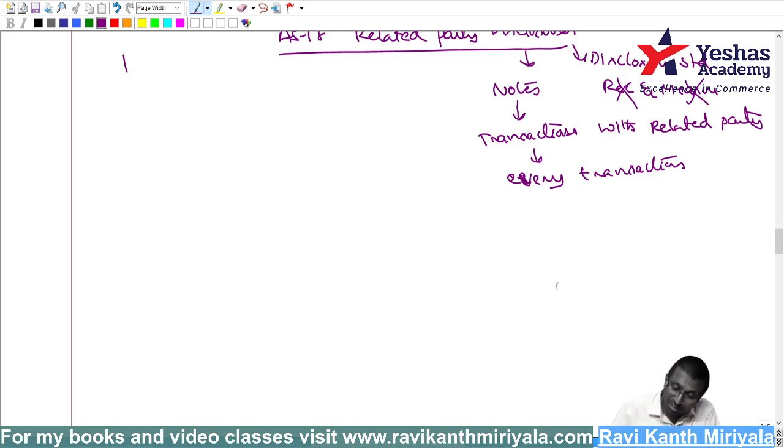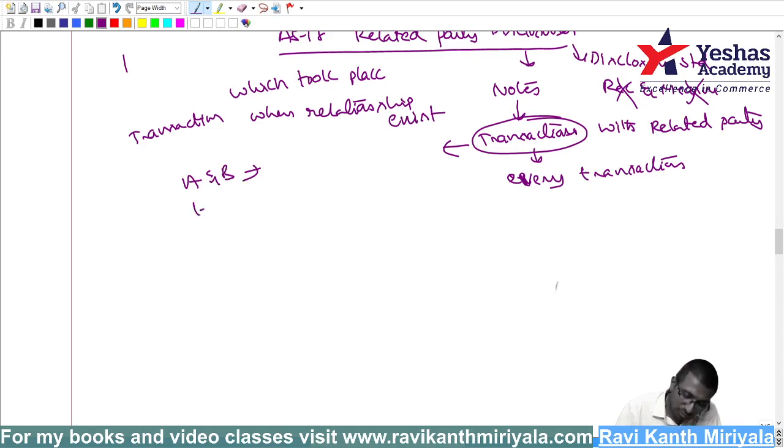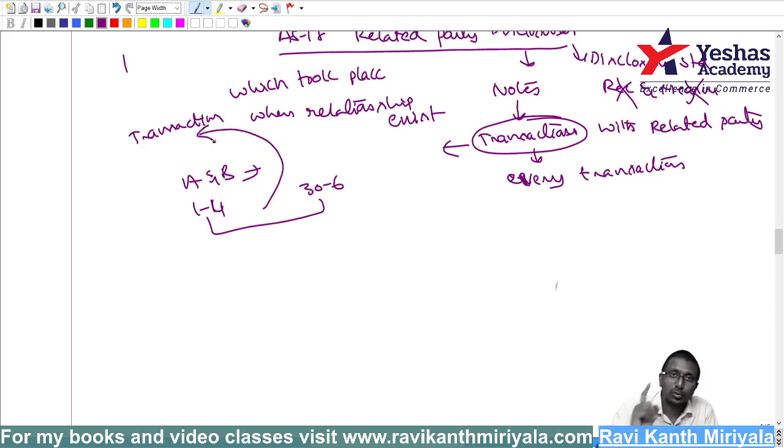But what do you mean by related party transaction? It is a transaction which took place when a relationship exists. Suppose A and B are related parties. From which day to which day? From 1st April till 30th June they are related. In this period, whatever transactions happened between A and B should be disclosed.